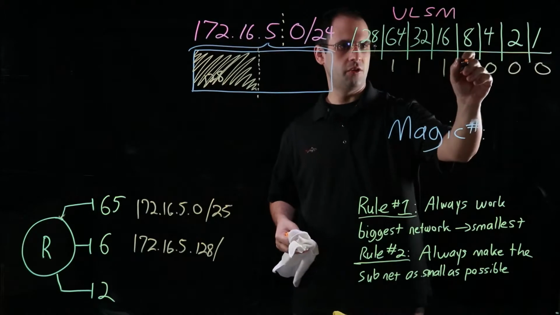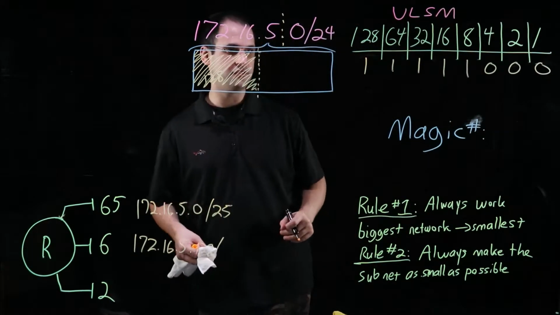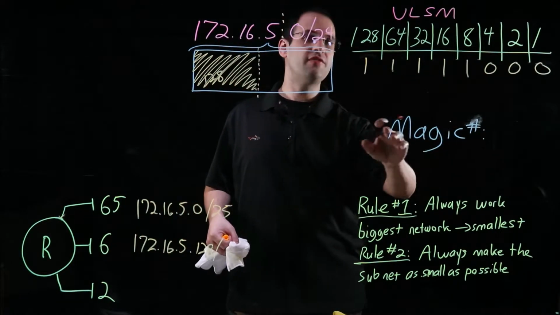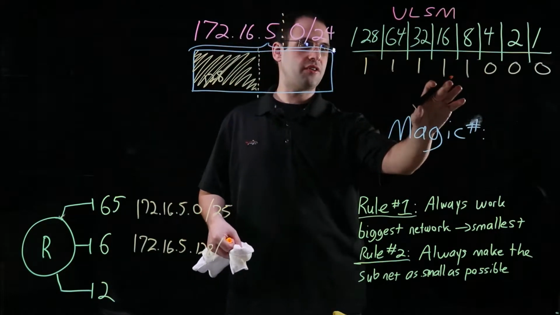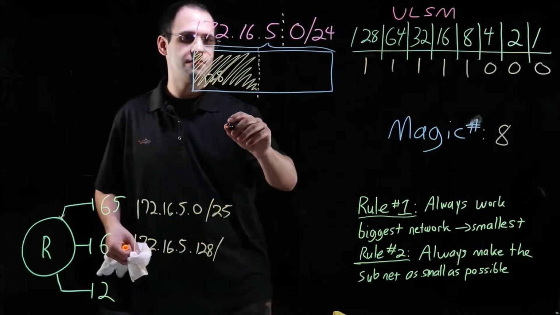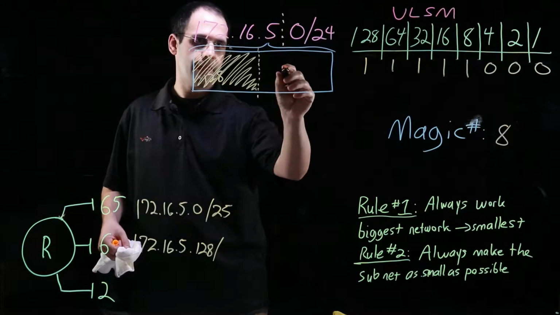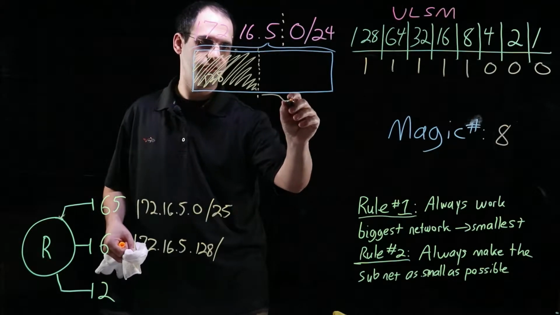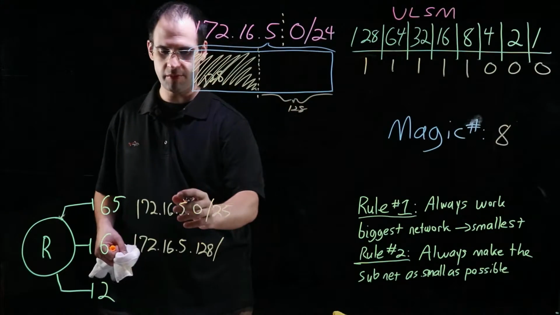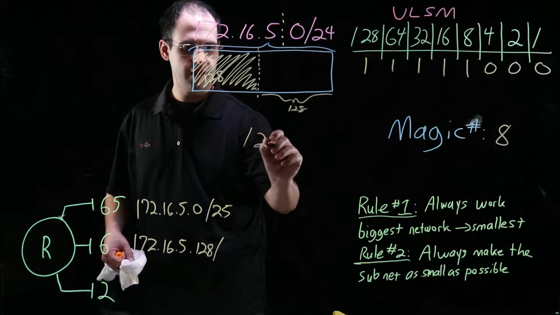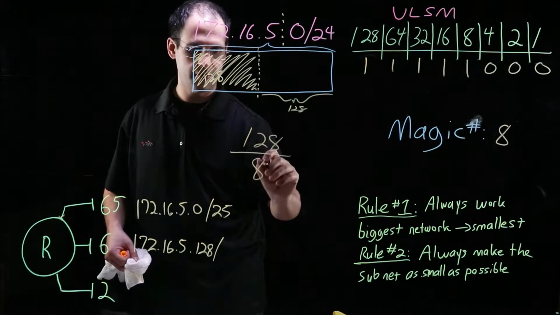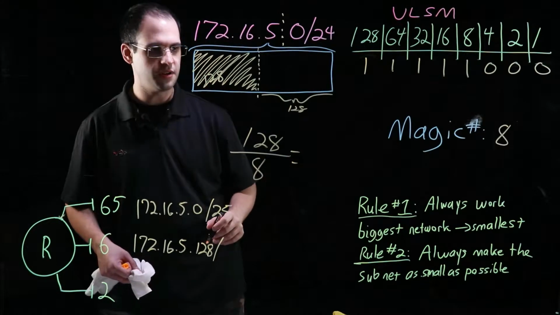Okay. So I borrowed quite a few bits to get down. I borrowed 1, 2, 3, 4, 5. Now I've got this down here. Got my 8, so 8 is my magic number in this case. Remember, I have 128 inside of this little block here, right? I've got my 128 in here for my last one. So I have 128 total that's left over, divided by my magic number, which is 8, gives me what?